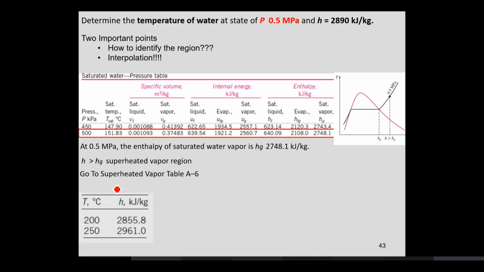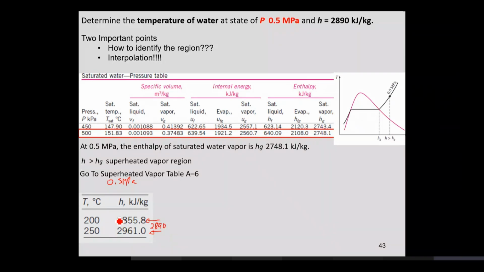Once I go to table A6, I'll highlight the pressure 0.5 megapascal, and in that table, I have selected the value H, which is basically encapsulating the value of 2890. That means 2855.8 is a value given in the table, 2961.0 is the value given in the table, and I have marked their corresponding temperatures, which is 200 degrees and 250 degrees. 2890 lies somewhere in between these two values.